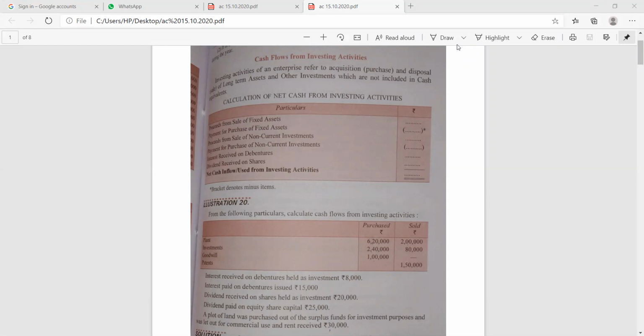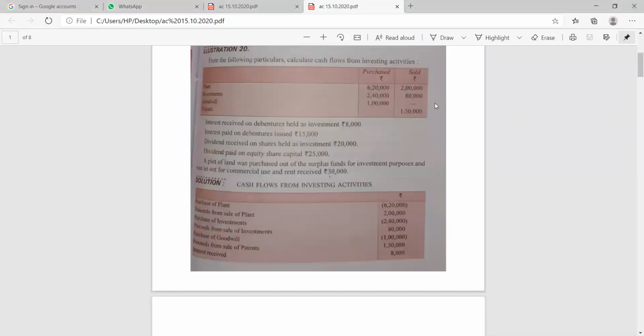In this way, by adding and subtracting all these items, we come to know the net cash inflow or cash used in investing activity. Let's do illustration number 20, then it will be more clear to you how to deal with this. See, here the statement floating on the screen: from the following particulars, calculate the cash from investing activities. Plant, investment, goodwill, patents. Some tangible assets are given to us, some intangible assets are given to us. Their purchase value as well as sale value is given.